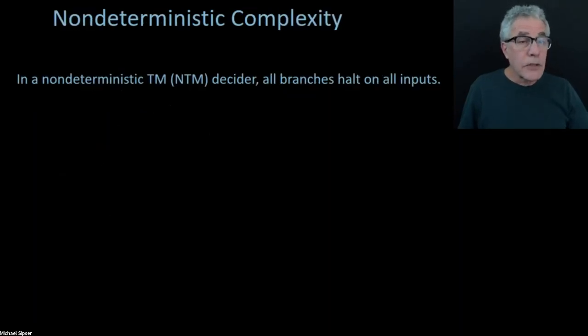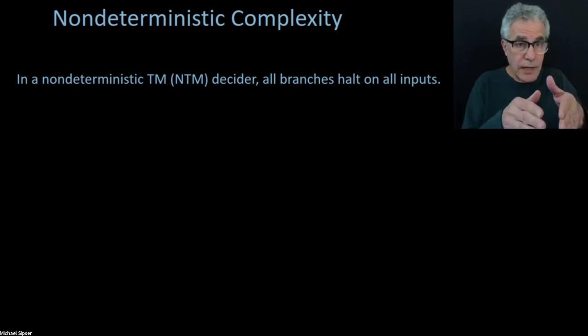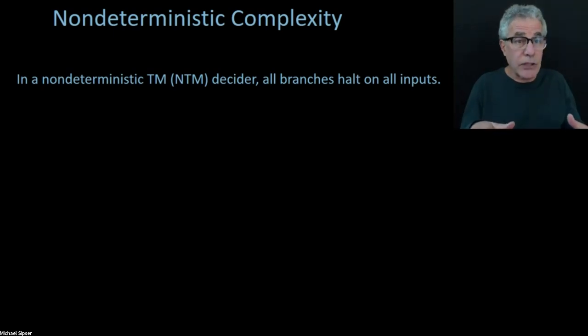Okay. So to start this off, we're going to have to talk about non-deterministic complexity as a variation of deterministic complexity. So first of all, all of the machines in this part of the course and the languages, everything is going to be decidable and all the machines are going to be deciders. So what do we mean when we have a non-deterministic machine, which is a decider? That just simply means that it's not just that the machine halts on every input, but all of the branches halt on every input. The non-deterministic machine has lots of possible branches. They all have to halt, all of them, on every input. That's what makes a non-deterministic machine a decider.